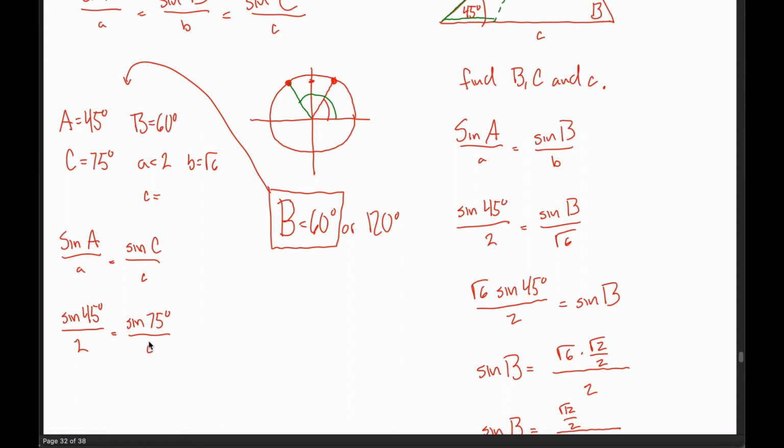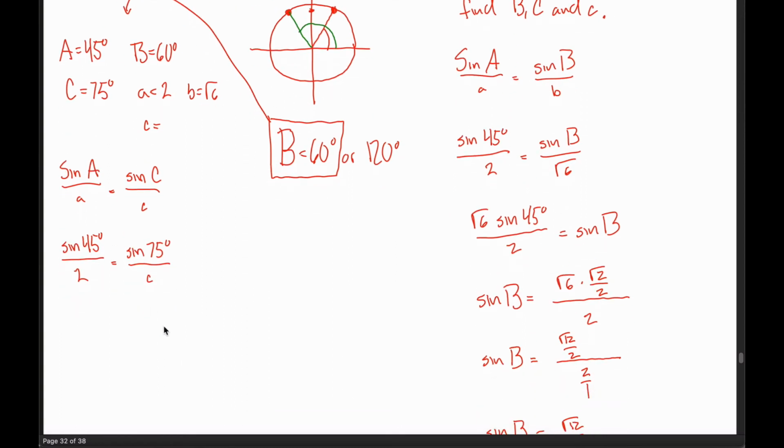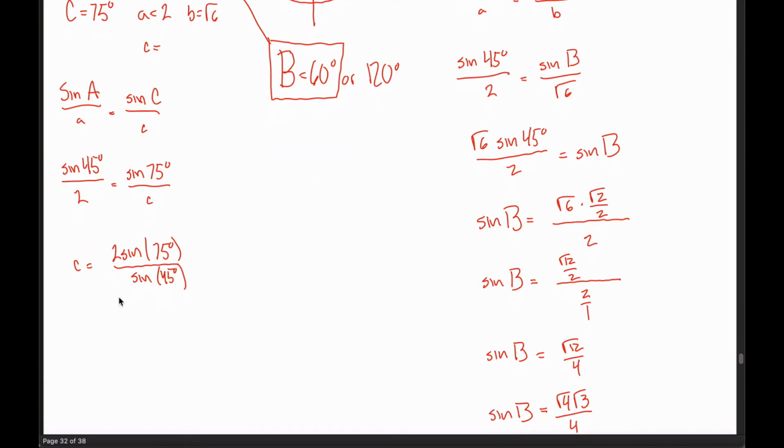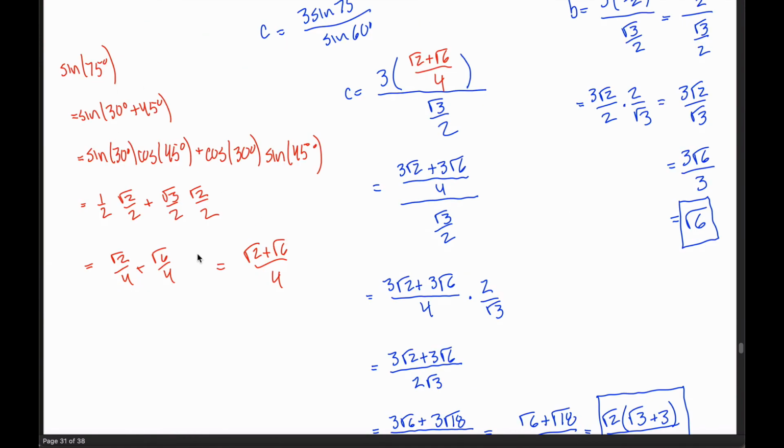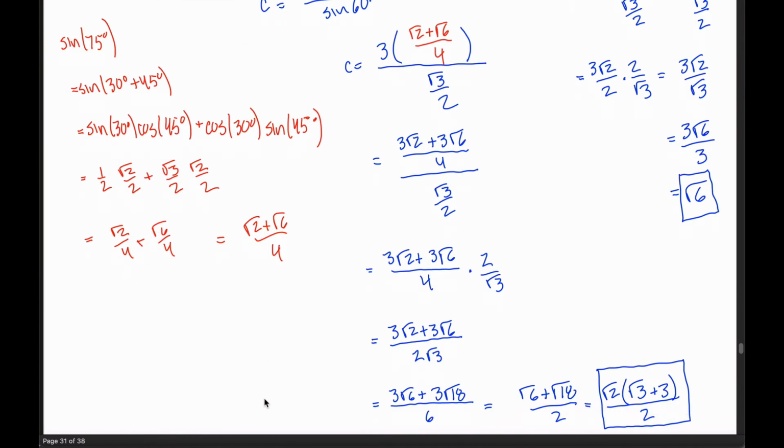Little c, I don't know. I want to solve for it. Maybe I'll first solve for it and then plug in values. So multiply the c up to the top here, the 2 up to the top here, and the sine 45 down here. That gives me this expression for c, which we saw in the previous video is kind of annoying. Sine of 45 degrees is easy. You have that on your unit circle. But the sine of 75 degrees, that's a pain to do. You could use the angle addition formula like we did up here and figure out that that's equal to root 2 plus root 6 over 4.